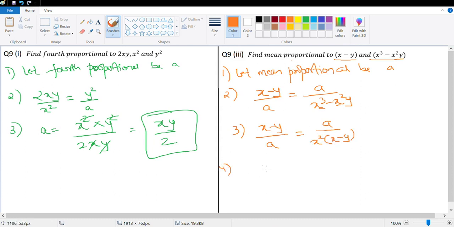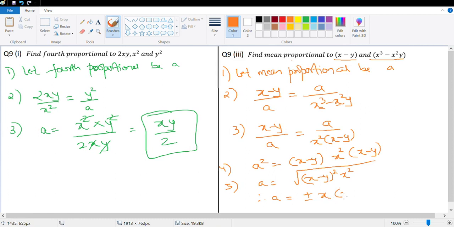Let's cross multiply. So we have A square is equal to x minus y multiplied with x square multiplied with x minus y, which gives us A would be equal to the root of x minus y whole square multiplied with x square. Therefore, A would be equal to plus or minus x multiplied with x minus y. So that's our answer. The mean proportional is plus minus x times x minus y.